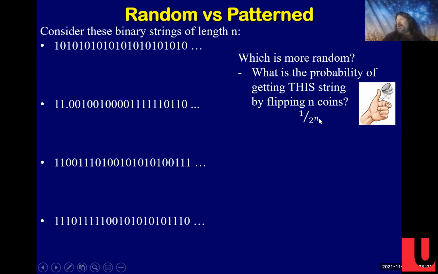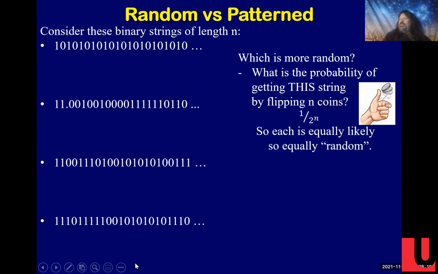Everybody agree with that? And that's the same for all of these strings. They're all equally likely if I were to flip coins. So we might argue that they're all equally random. They all have the same probability. You could say, oh, well, what's the probability of getting this string? Well, it's pretty small, but the probability of getting this string is equally small. They're exactly the same. Everybody get that?